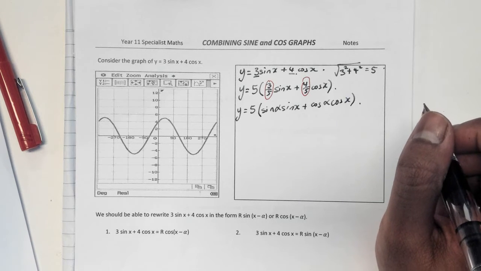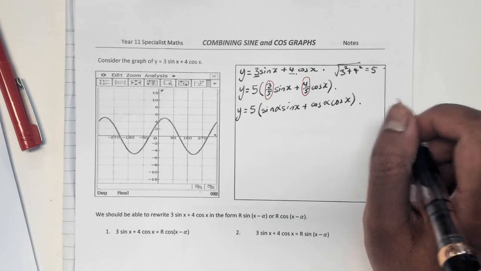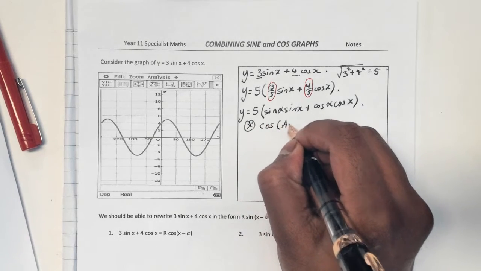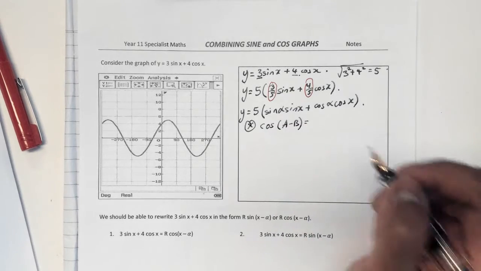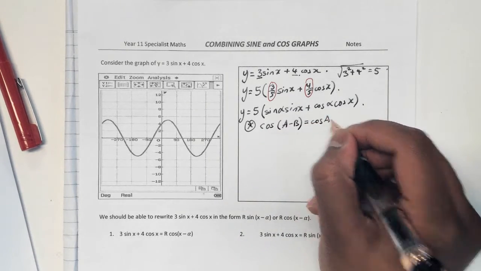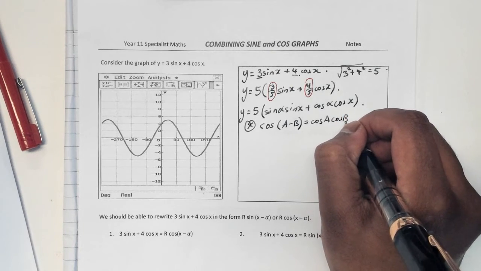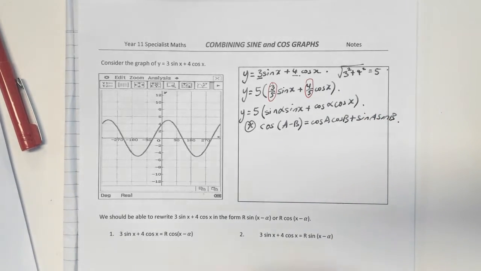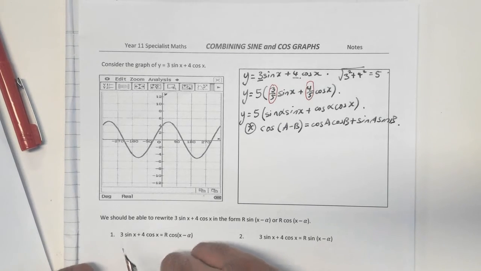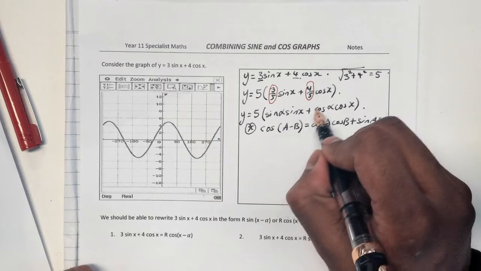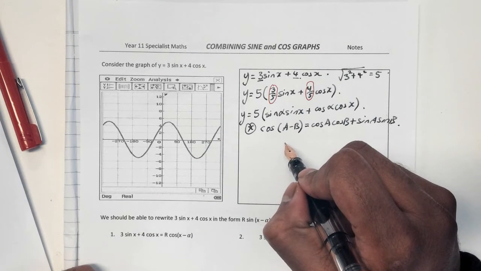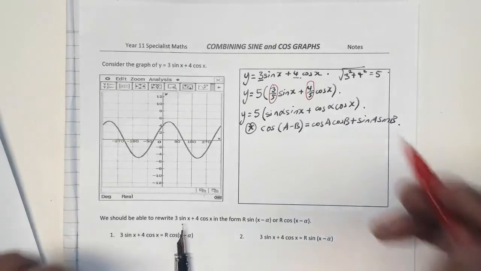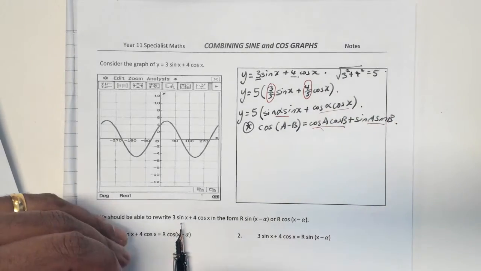This is because I can use my cosine rule. So my cosine rule says that if I have cosine A take B, that expands into cos A cos B plus sine A sine B. So far this makes sense. Can I use this rule here to turn this into a cosine? Do you see the relationship with cos A cos B and cos alpha cos x? Yeah. So this guy is the same as that, and that guy is the same as that.